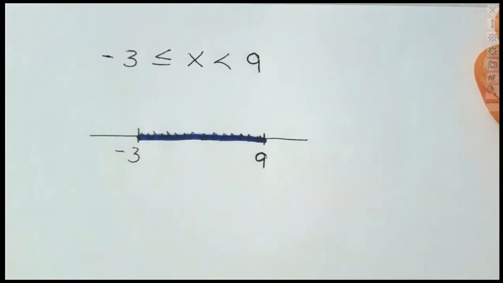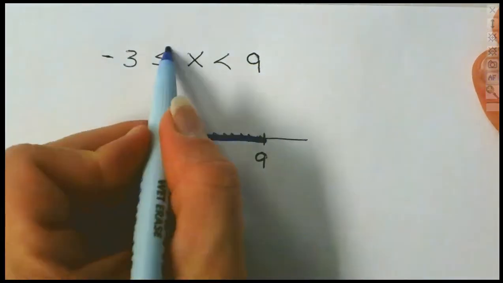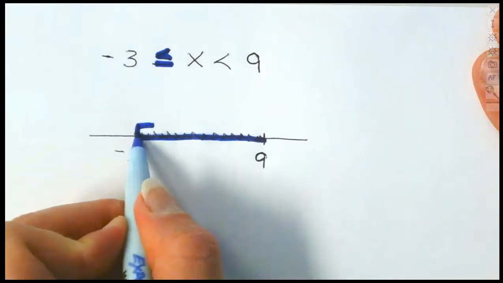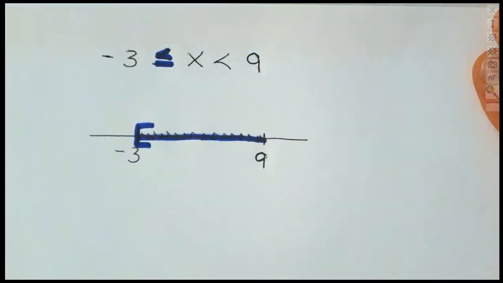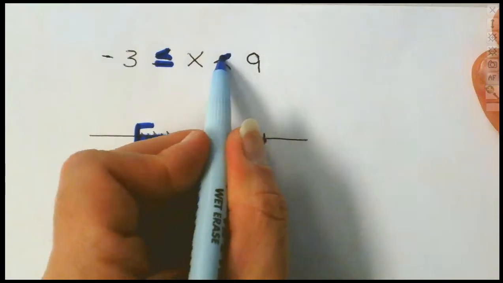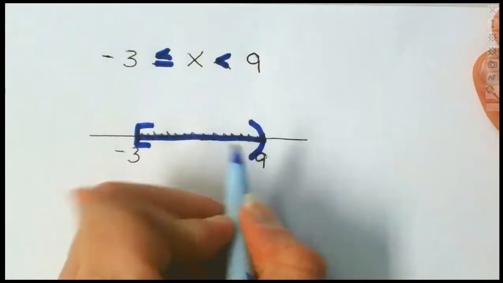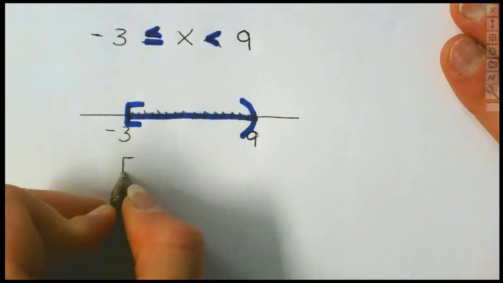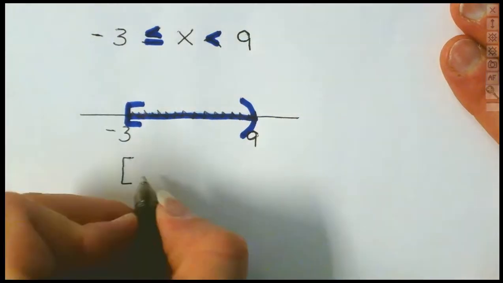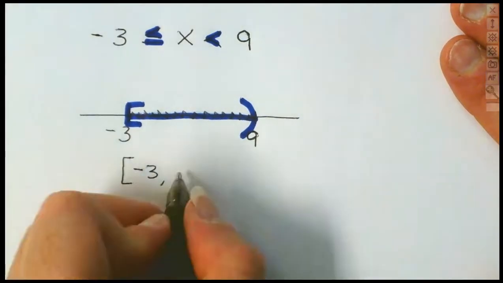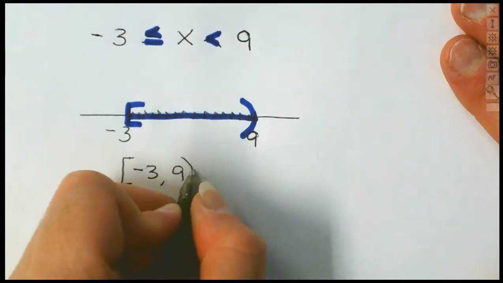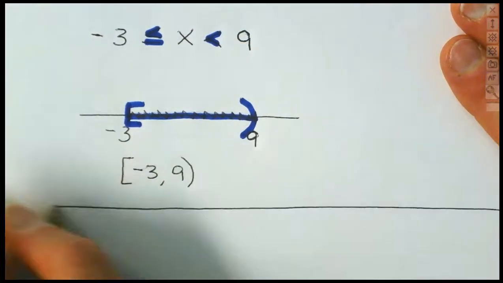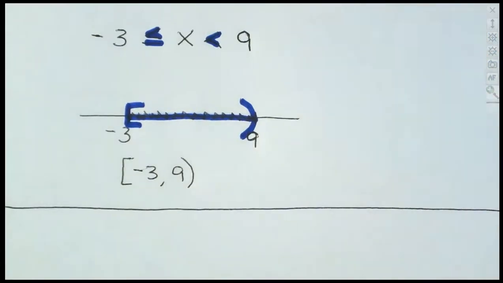Now we need to make sure we know what gets what. Well, the -3, it's less than or equal to, so it has the square bracket. The 9 is the strictly less than, so it gets parentheses. What does it now look like in interval notation? Directly from our number line, we have square bracket -3. And where does it go to? 9 within parentheses.